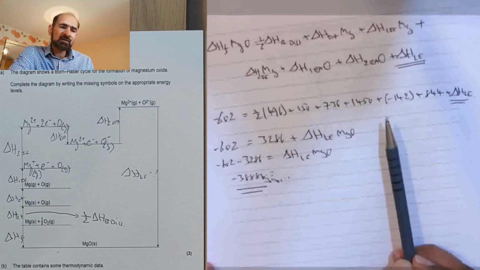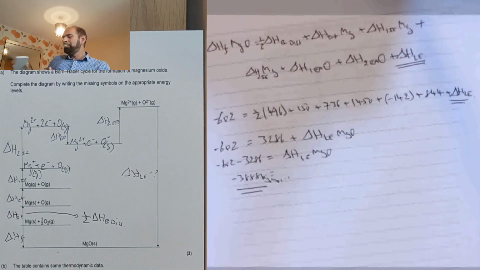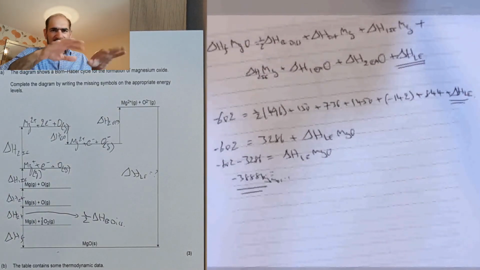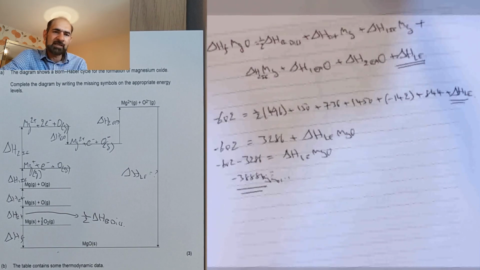Okay, so in this kind of question, look, this is a very number heavy question, a lot of number crunching, and students, because they're in a hurry, tend to make a lot of silly mistakes.